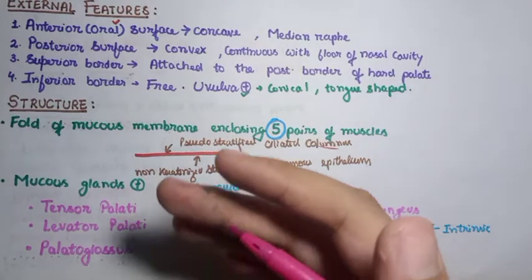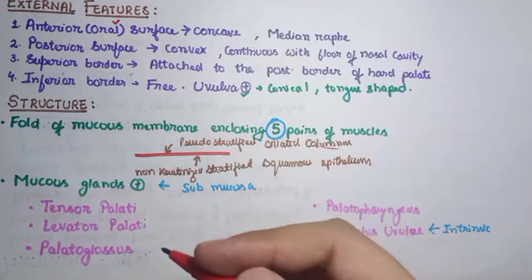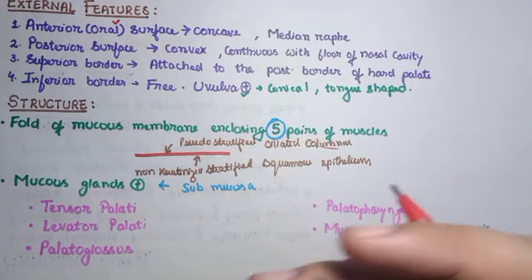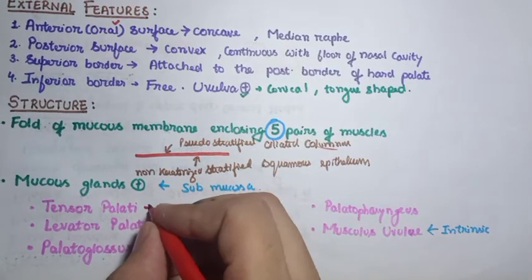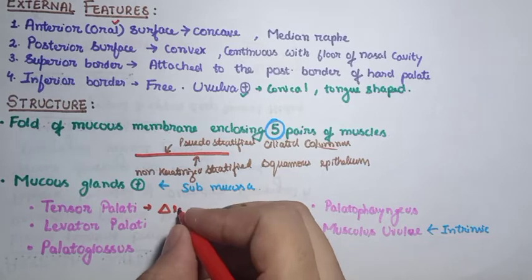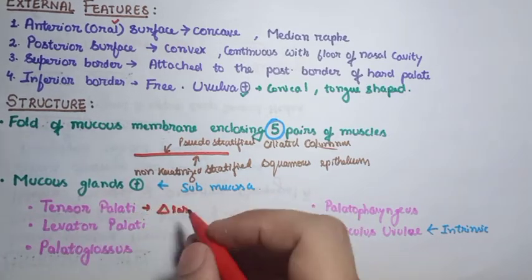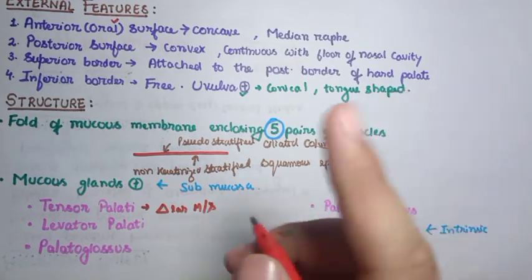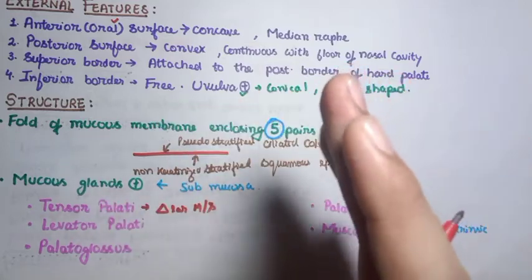So let's talk about some points of these muscles also. We are not going to discuss the origin and insertion in detail, otherwise the video will be too long. In this video we'll talk about the general points that you should know. Tensor palati is very easy to remember. It is a triangular muscle. Remember T for triangle. These questions are usually asked in the viva part. So I am not discussing the origin, insertion and action in detail, but some points you should know.